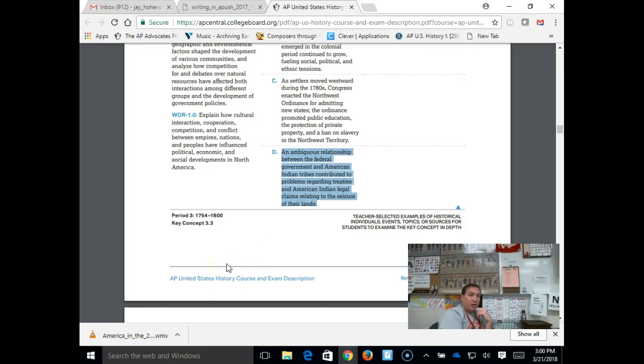We're also going to find that this ambiguous relationship with the Native Americans is going to cause tensions. So the Battle of Fallen Timbers definitely fits here. And also the idea that the Americans are trying to sign treaties with whoever they can to take land away, whether or not that person is actually authorized to sell Native American land.